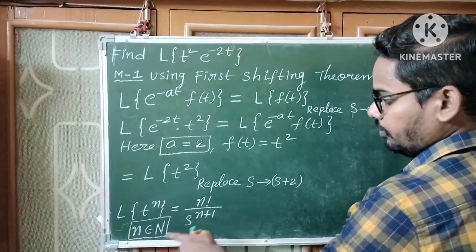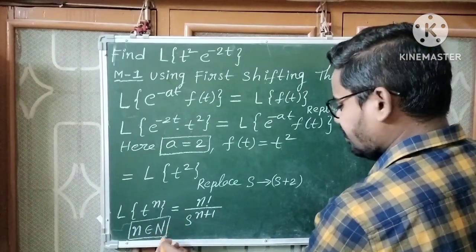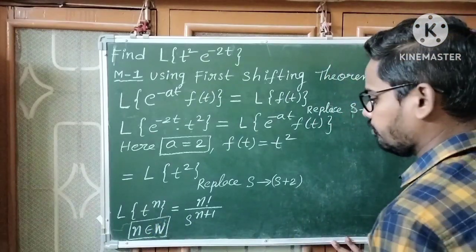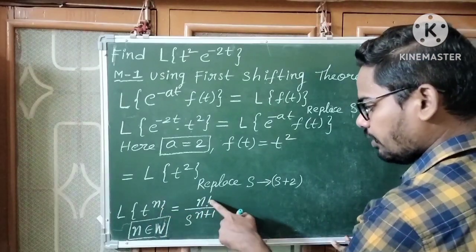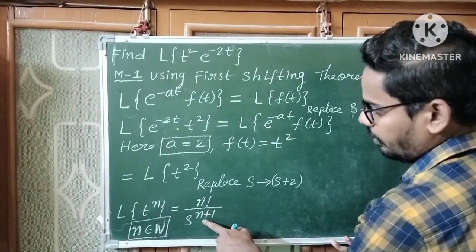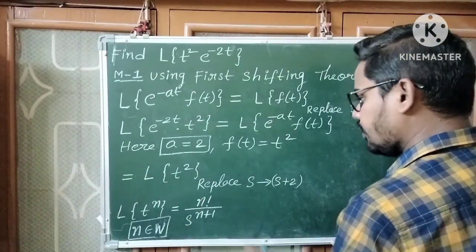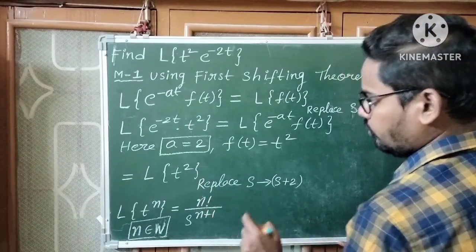Now, in general we can otherwise consider whole numbers, no issue. N belongs to whole numbers. Okay. Laplace transform of t power n is equal to n factorial by s power n plus 1. Now tell me, Laplace transform of t square is what? Here n is equal to how much? 2. Now replace n by 2. You will get this answer.